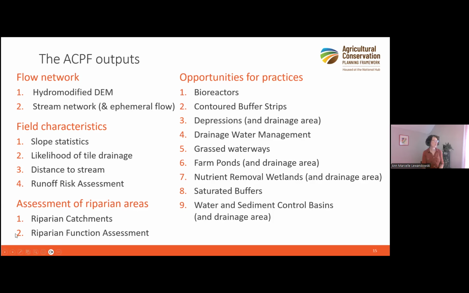The third group of outputs is an assessment of riparian areas. And the fourth group, this is the main core of ACPF, is siting practices. And these are the 9 practices that ACPF is designed to identify.